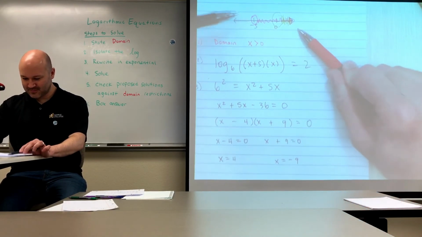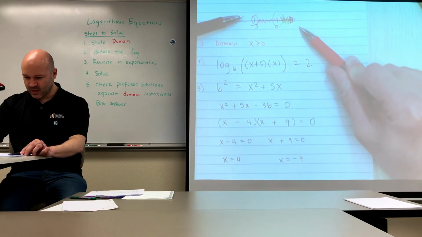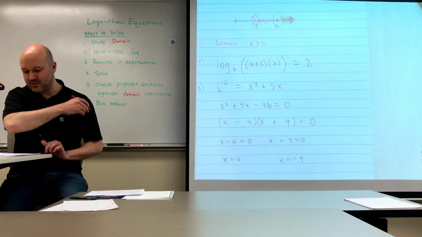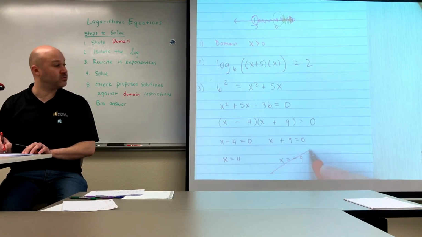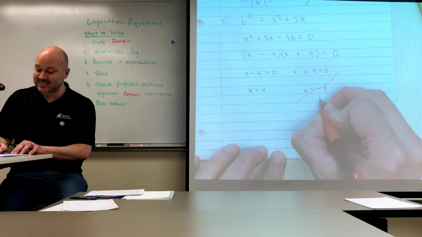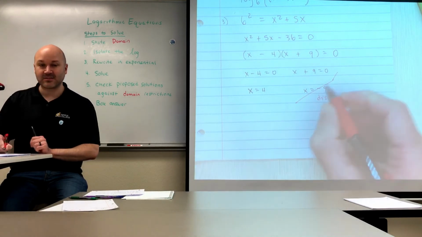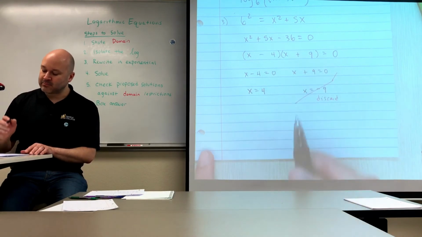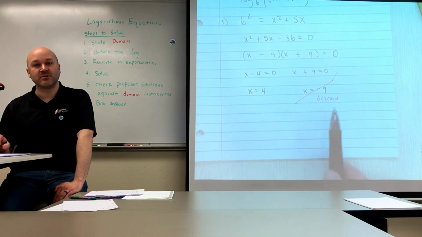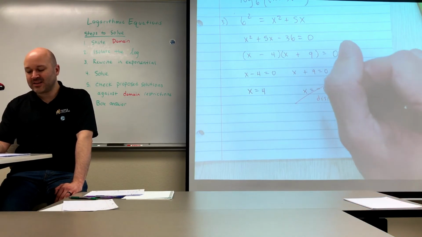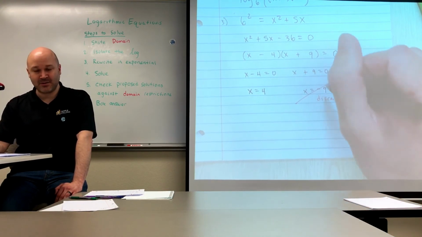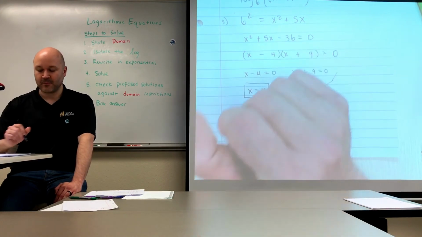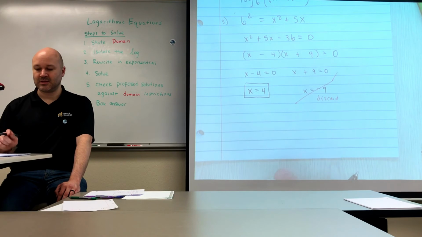Hold on. Negative 9 is not in any of those domains. This one is way too low. I'm going to have to discard that solution. It's extraneous. It doesn't make any sense here. I'm checking my proposed solutions versus the domain. One of my solutions doesn't make sense. It's not in my domain, so I can't include it. I can only box 4. 4 is the only solution to this equation.